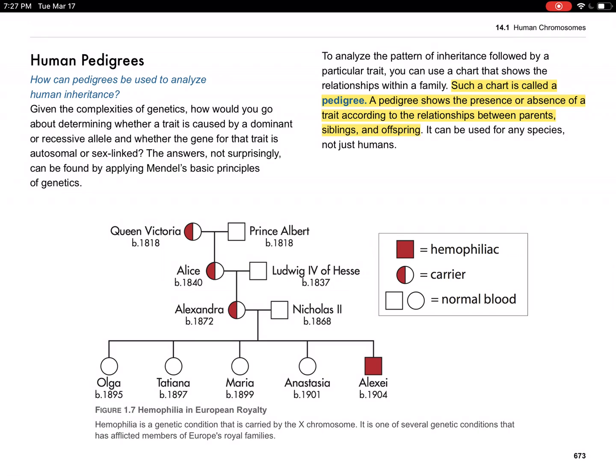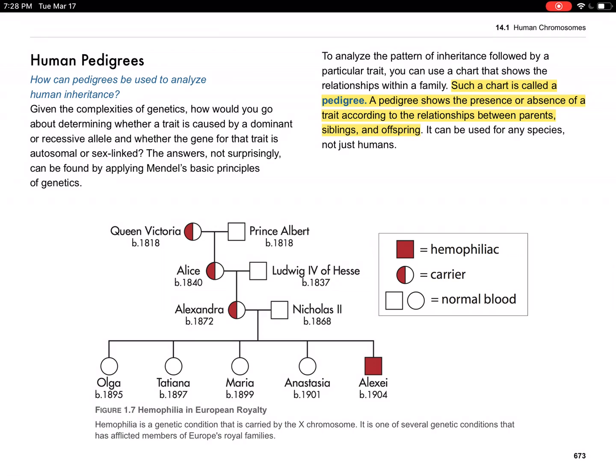If the shape is completely colored in, and in this example it's colored in red, that means that they have the trait. In this example, we're looking at hemophilia. If it is halfway colored in, that means that they are a carrier of the trait. And if it is completely white or left open, that means that, for this example, they have normal blood.